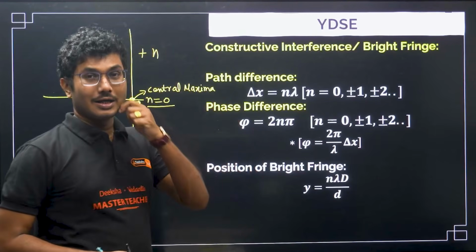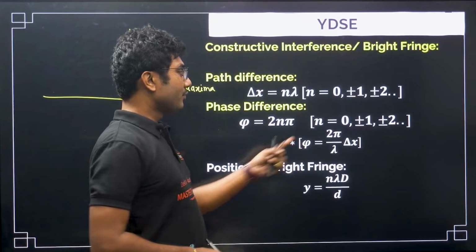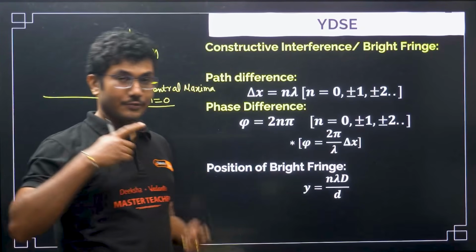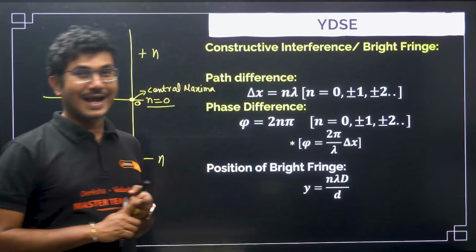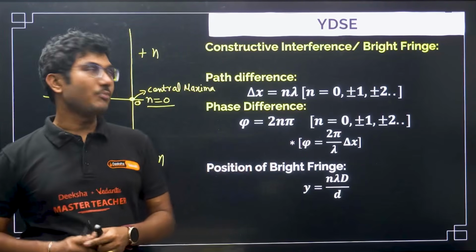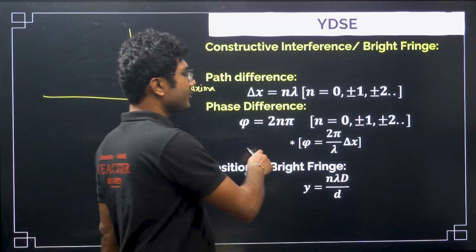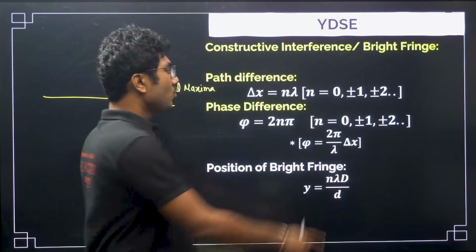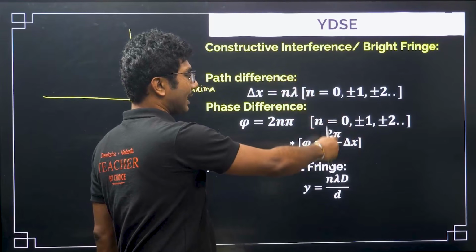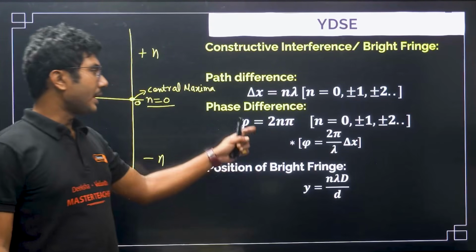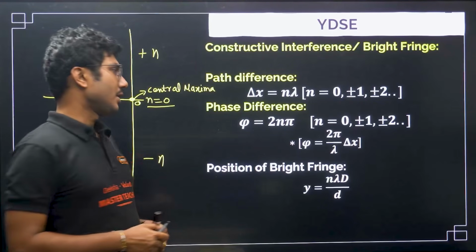you get constructive interference. Now, there is a relationship between phase difference and path difference. You have to remember this. If you are appearing for KCET, COMEDK, or JEE Mains and Advanced, this formula is very, very important: 2 pi by lambda into delta x. So the relationship between phase difference and path difference is 2 pi by lambda into delta x. If you put n lambda over here, lambda cancels and you get 2n pi. So 2n pi is the condition for maximum interference or constructive interference.